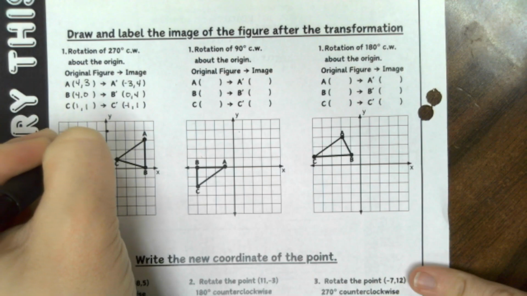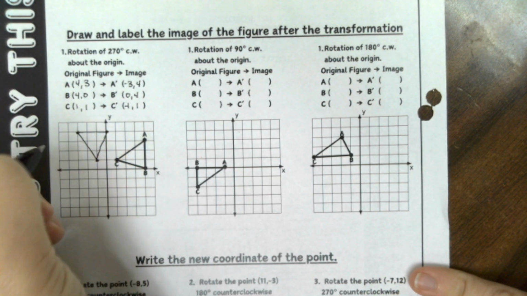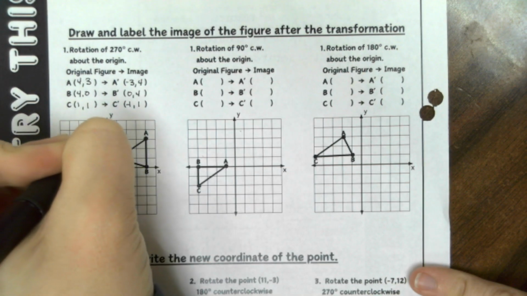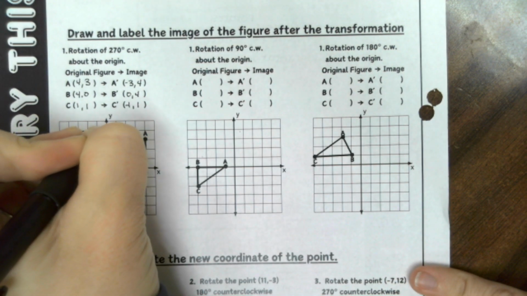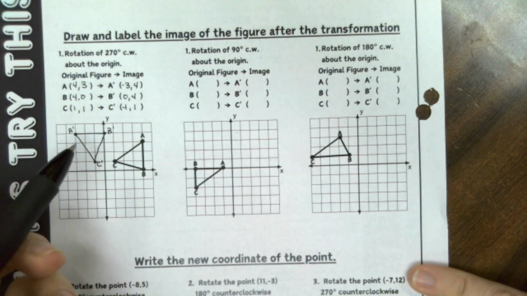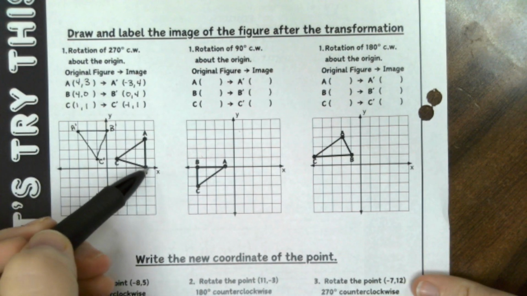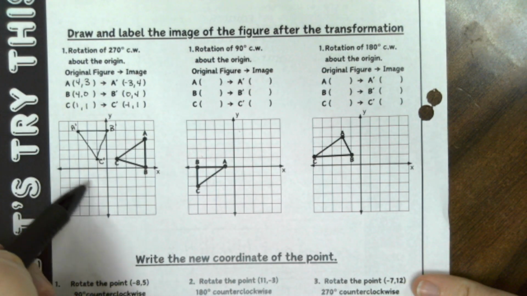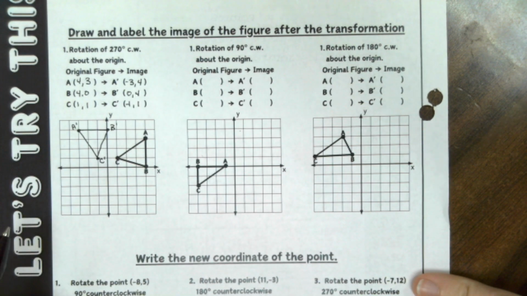And now make my lines. This was my C prime, this was my B prime, and this is my A prime. So now this is a rotation of this figure 270 degrees clockwise. I went this way, it rotated 270 degrees clockwise, and that's what it looks like.